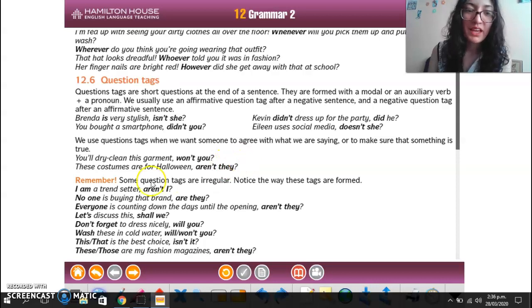But remember that some question tags are irregular. So we are going to see their formation. For example, here, I am a trendsetter, aren't I? This is a different verb to be: are and am. Maybe you can think, why can't I put here am I not or something like that? Now, you must follow these rules because some question tags are irregular. That is why you have to learn them.